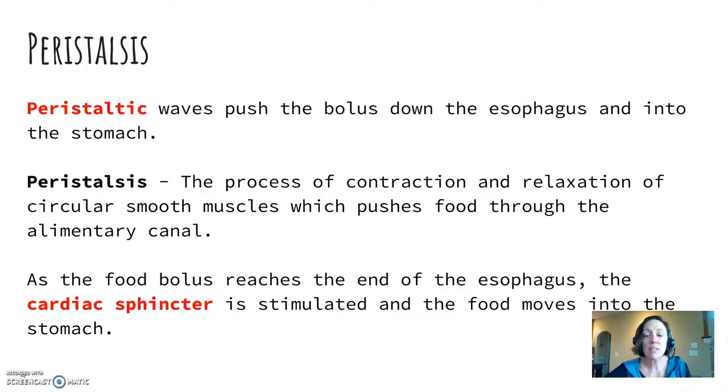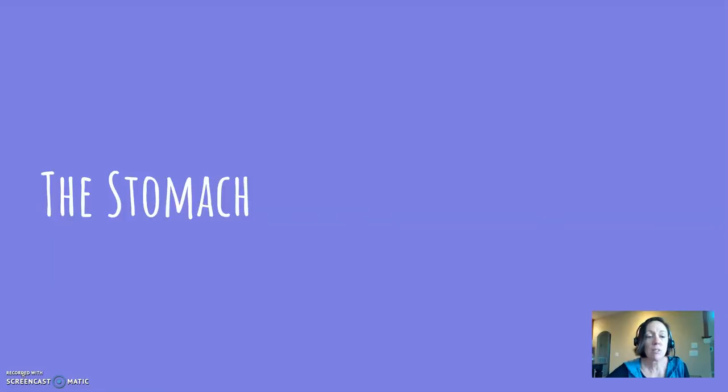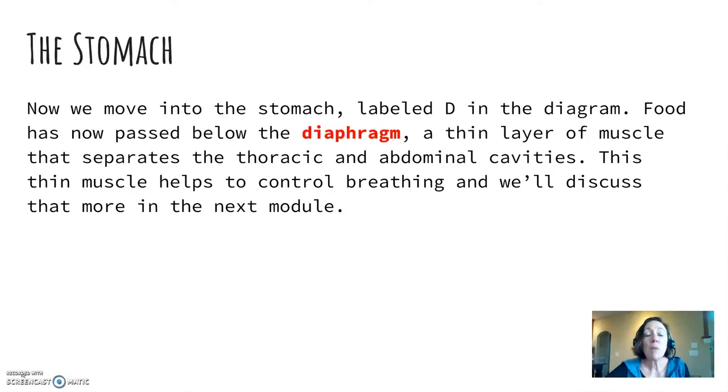Peristalsis is the process of contraction and relaxation of these circular smooth muscles around the esophageal tube that pushes the food all the way down your alimentary canal. As the food bolus reaches the very bottom or the end of the esophagus, there's a sphincter called the cardiac sphincter that's stimulated when you press down on it with food, and then the food is able to pass through to the stomach. So now we're going to move into the stomach.